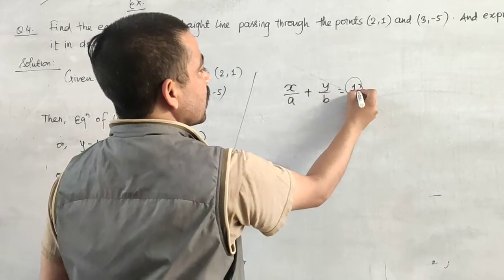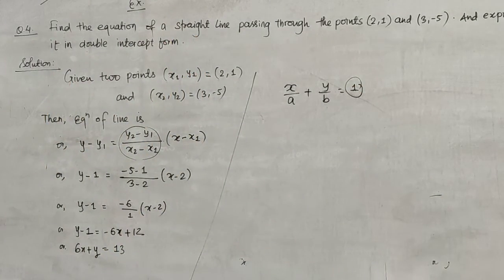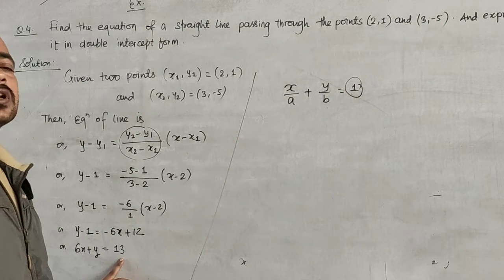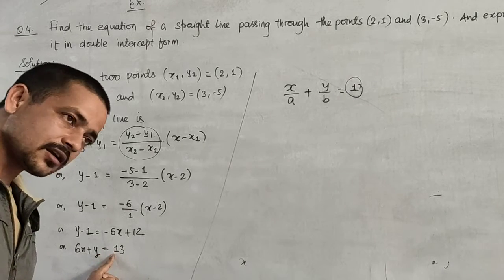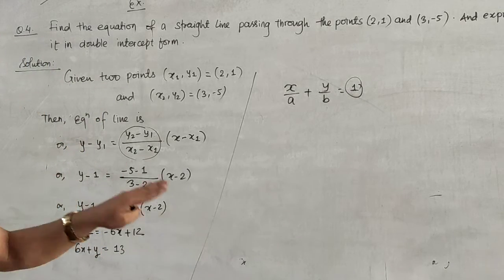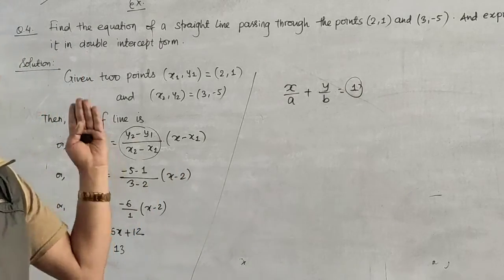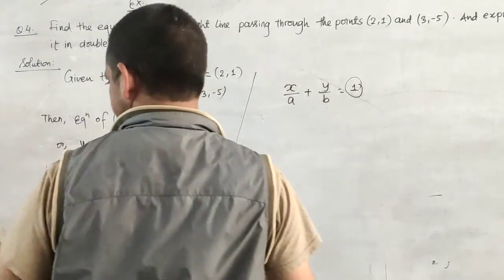Look, 1 will be to the right side. But in our equation, 13 is to the right side. So how to get 1 to the right side? Dividing the whole terms by 13, then it will be 1.